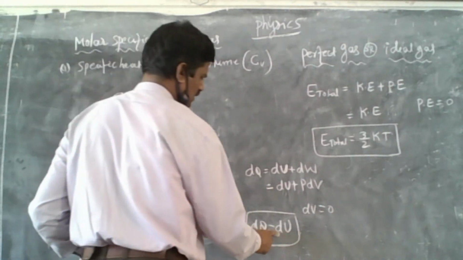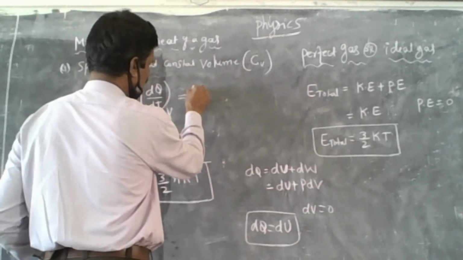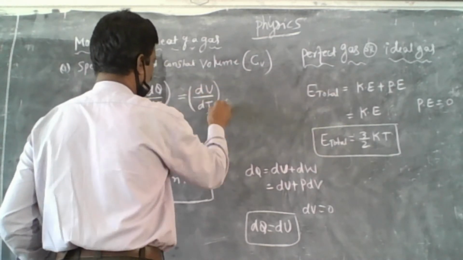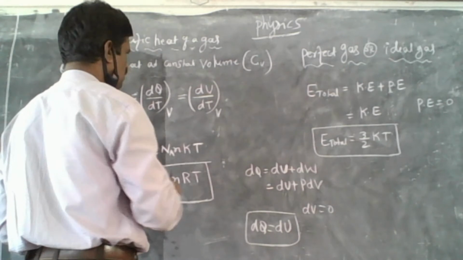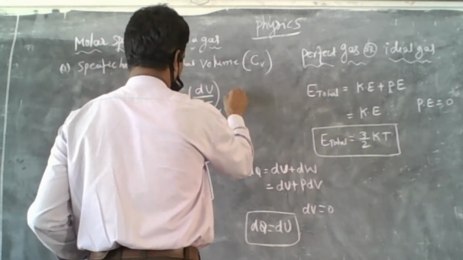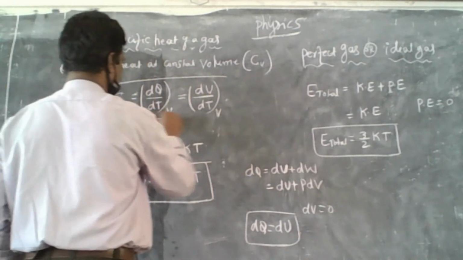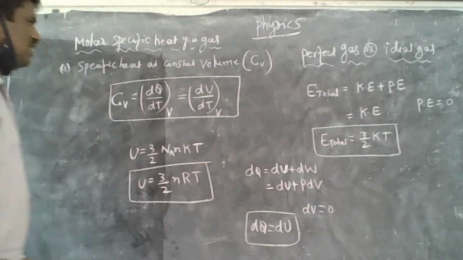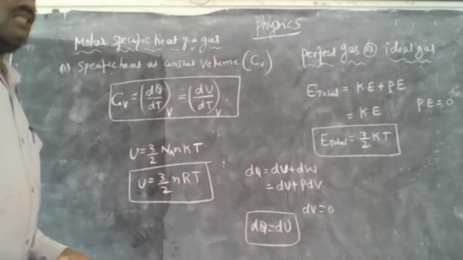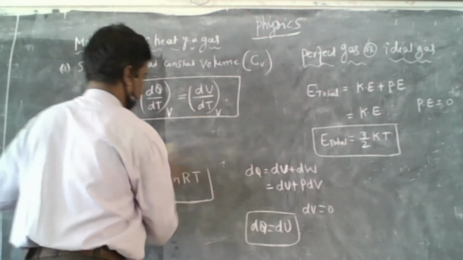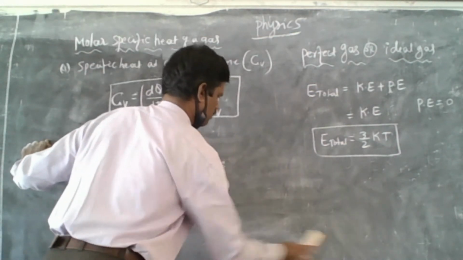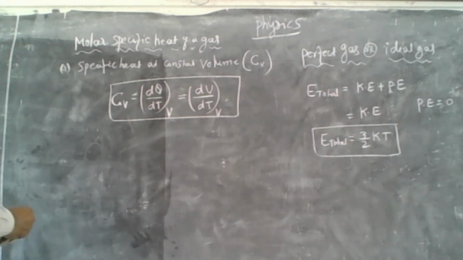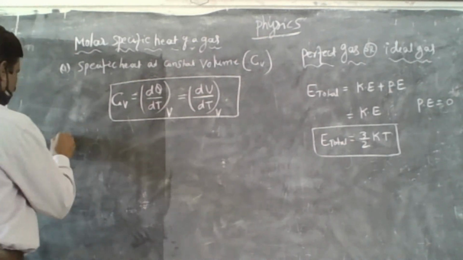So now we can substitute in this equation: CV equals dU divided by dT at constant volume. So this is the specific heat of a gas at constant volume, isn't it? Now we are going to discuss the specific heat at constant pressure.